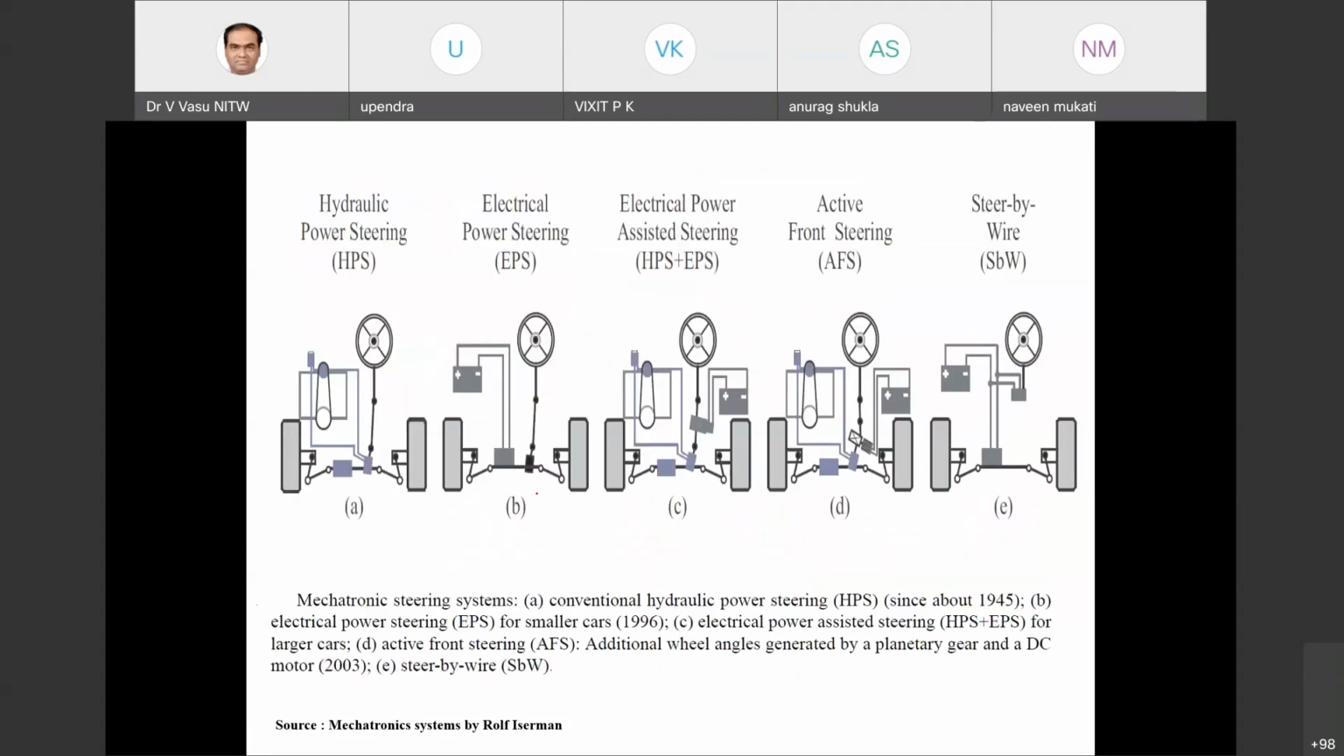Similarly, for the steering systems also, we are going to have different types of steering systems. The hydraulic power steering system, the electrical power steering system, the electrical power assisted steering system, the active front steering system, and steer by wire are the important steering systems we are going to have, and these systems are mainly used as standby systems.